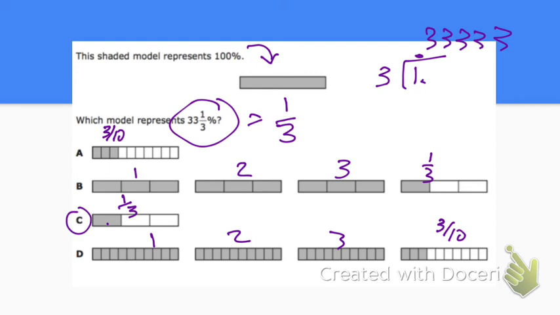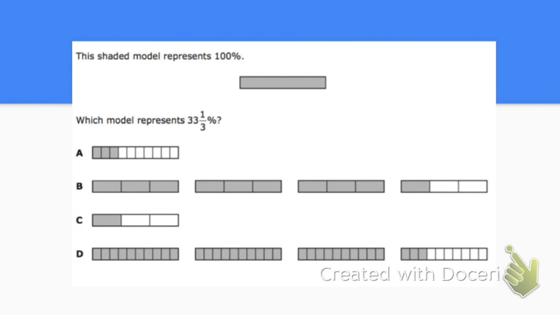Okay? All right, your test is tomorrow. Make sure that you know how to answer all these questions and that you understand all of them, and look over your notes for percents, proportions, okay?